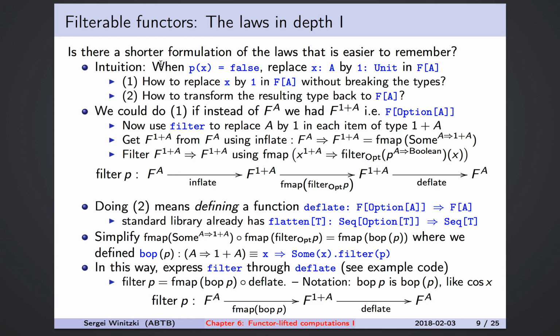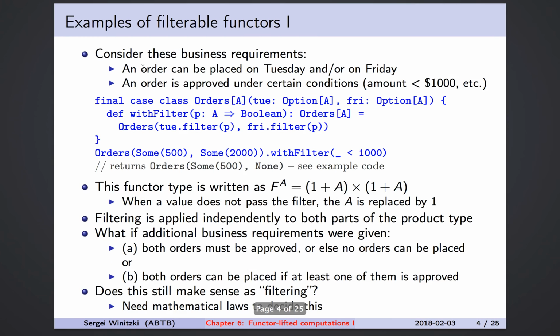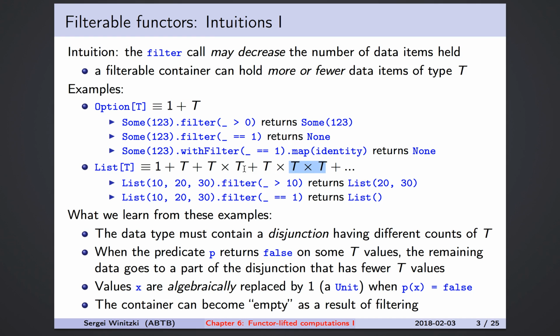To begin, consider our intuition from the first part of the tutorial, where we considered a filterable type like this, or like this. We notice that when a data item does not pass the filter condition, then the remaining data items are moved into a different part of the disjunction. But algebraically, this is similar to replacing this type with 1. So whatever data items do not pass the filter condition are going to be replaced with 1, the unit type. And if you replace this with a unit type, what is left is a type 1 times t, which is isomorphic to this.